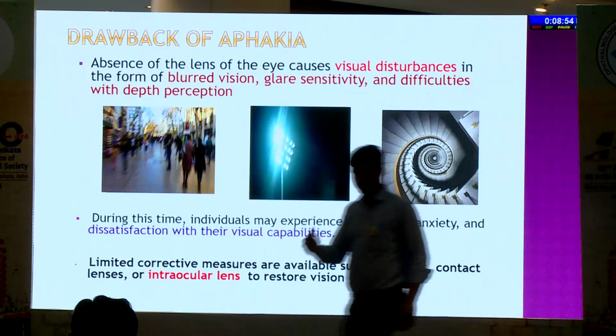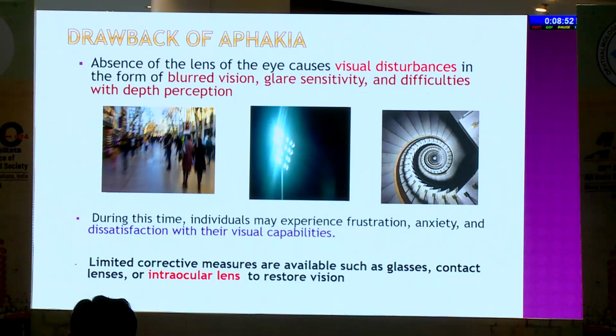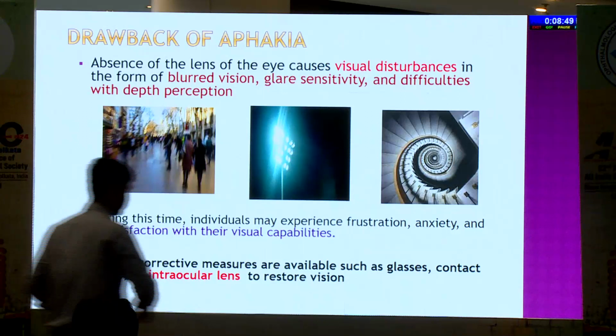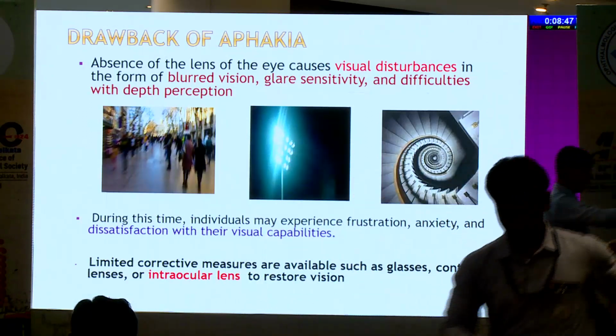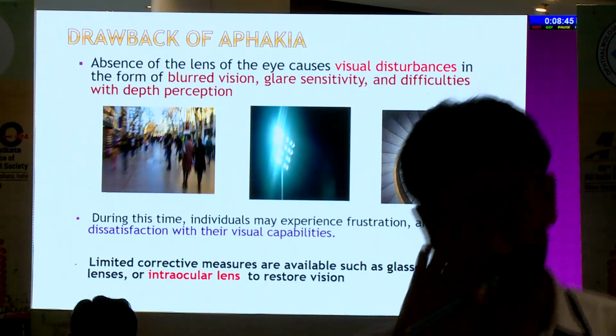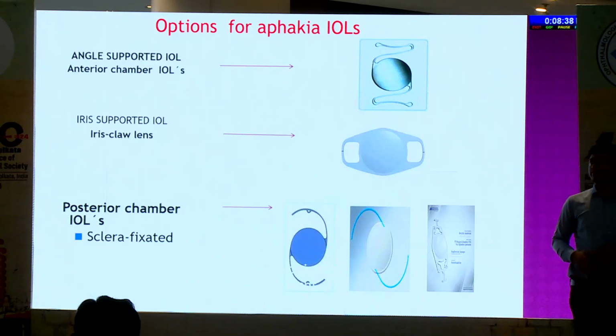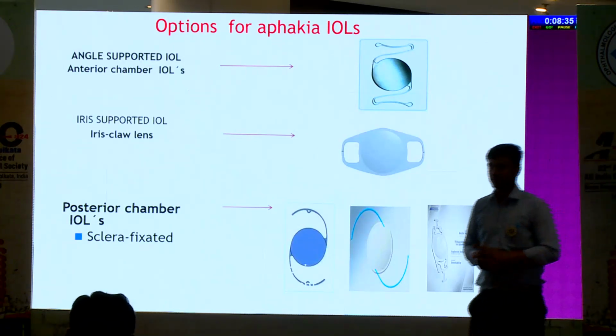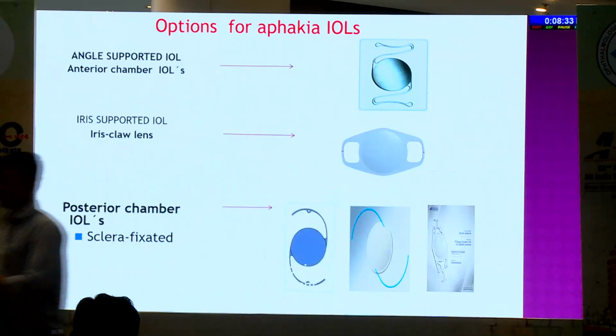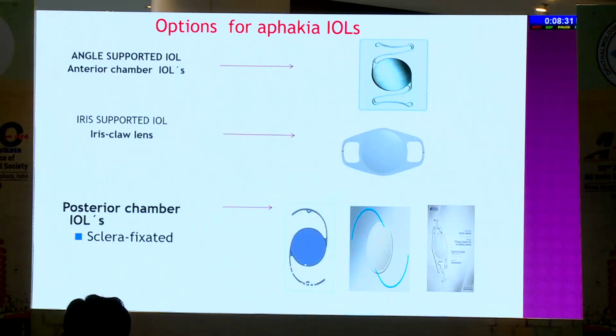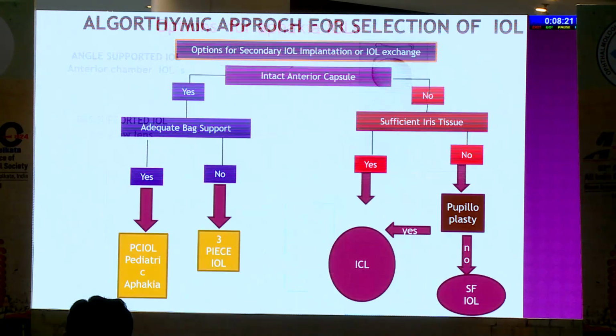Glasses and contact lenses have their own limitations in the form of magnification of the images, limitation of the visual field, optical aberrations, chromatic aberrations, and false projections. To overcome these side effects of glasses and contact lenses, these are the available options for aphakic IOLs: either angle-supported IOLs, iris-supported IOLs, or posterior chamber scleral fixated IOLs. Among all these lenses, only the scleral fixated IOL is available in a foldable form. The rest are available only as rigid lenses.